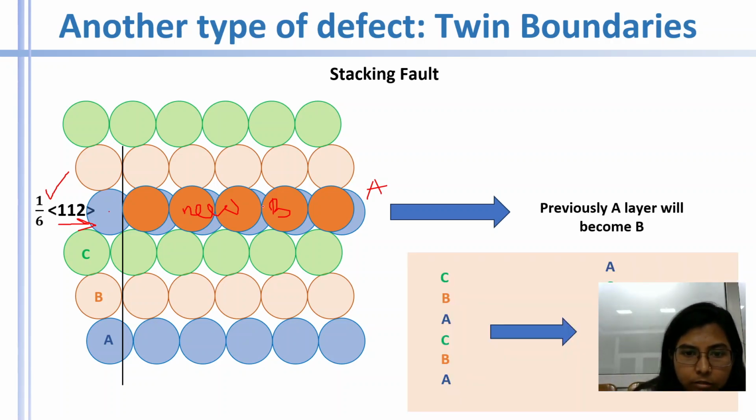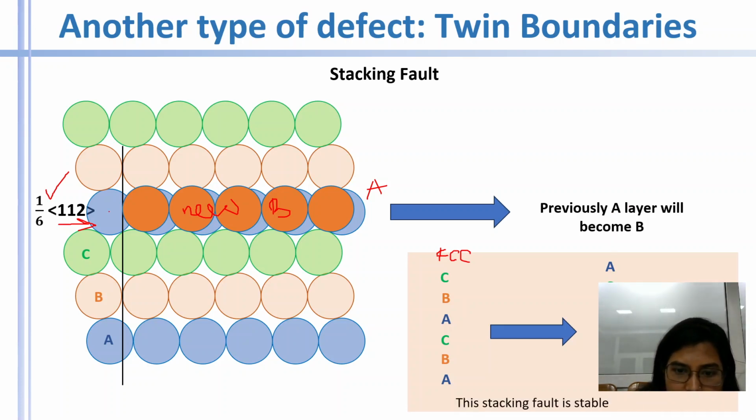So it is something like this. For easy understanding, this is A, B, so initially it was what? This is FCC, right? This is ABC, then ABC. Now after this dislocation it has become ABC, then it has become B. Similarly this will become C. Then after that again the same thing will continue. So here this is the final lattice, right? So this stacking fault is stable. So this is the partial dislocation.